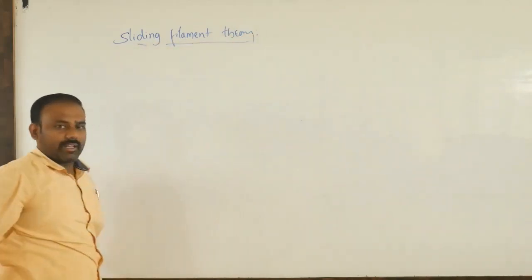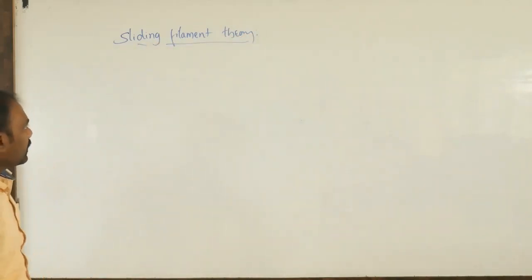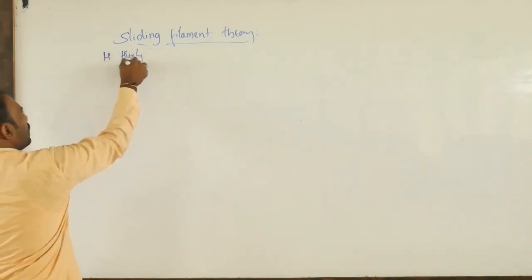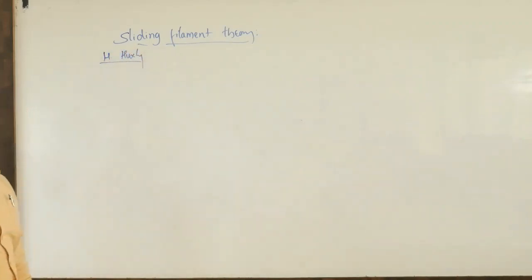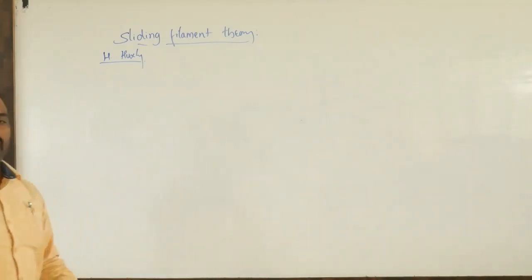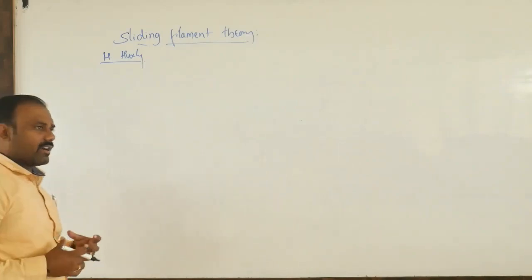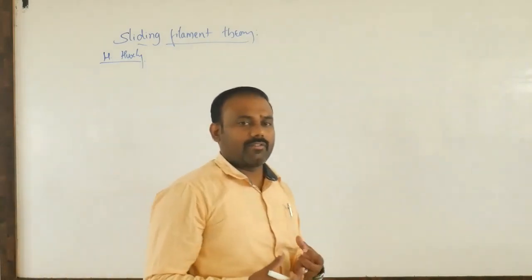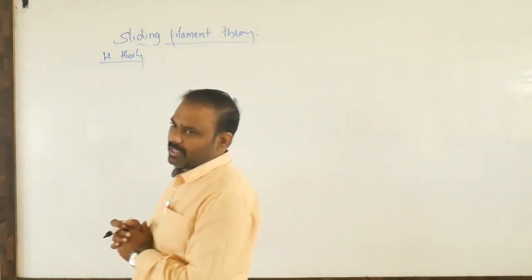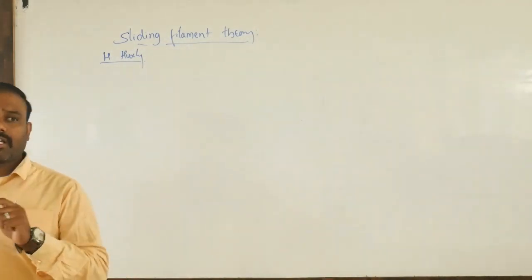Sliding filament theory. This theory was proposed by H. Huxley. Remember the scientist? H. Huxley is the first person who proposed the sliding filament theory. It refers to the sliding of the muscles, nothing but the thin filament sliding over the thick filament. Yes, thin filament over thick filament.